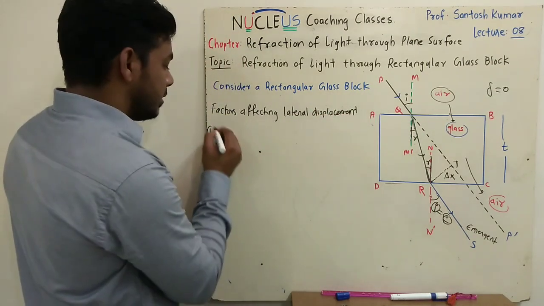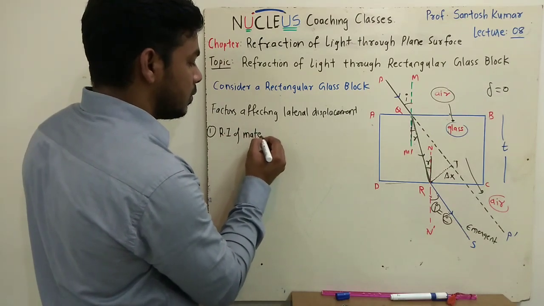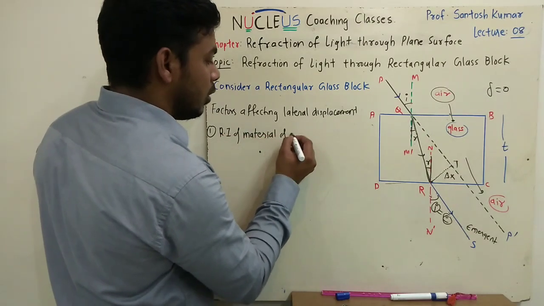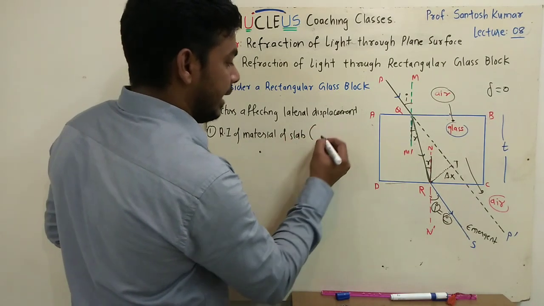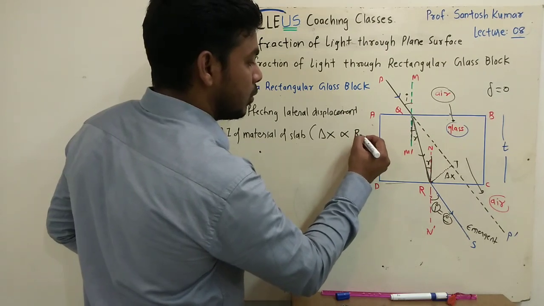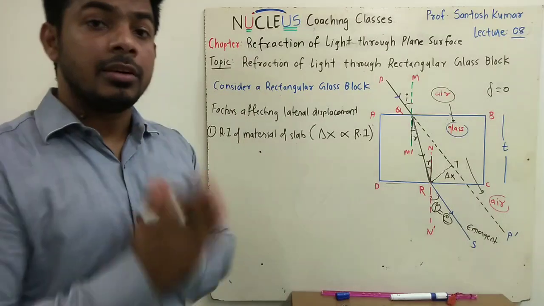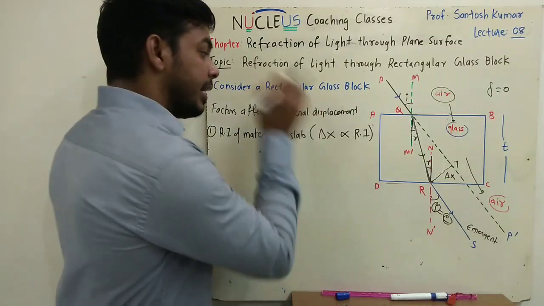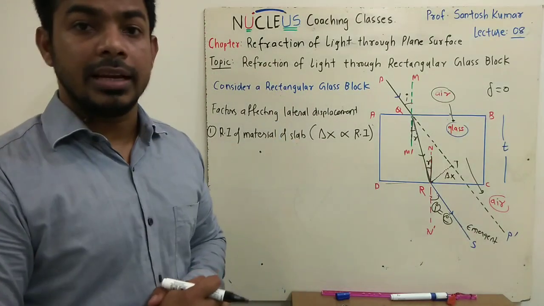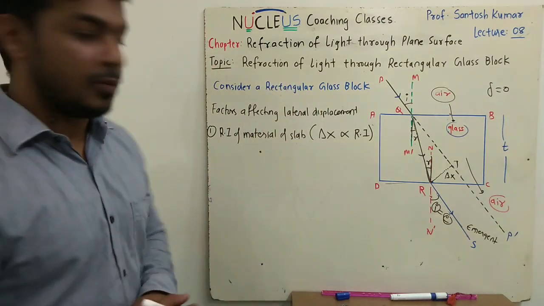So the first factor is the refractive index of the material of the slab, and here the lateral displacement del x is directly proportional to the refractive index. Remember, the greater the value of refractive index, the greater will be the lateral shift. So lateral shift is directly proportional to refractive index.